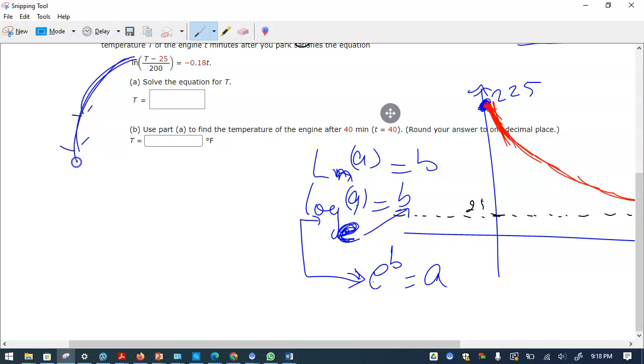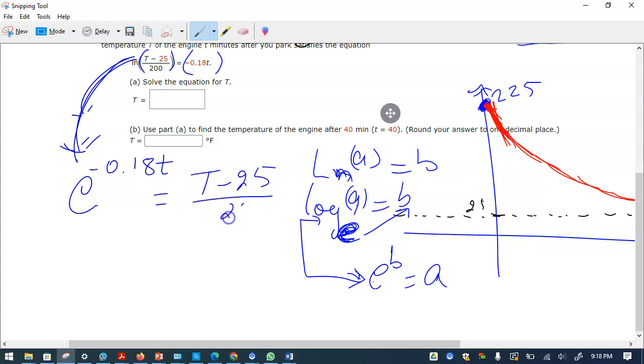So this is the shortcut we can use directly here. Then the input, see this part, is the input, and this is the output. So output becomes the input. So you write e raised to minus 0.18 t becomes equal to the output here, which is (T minus 25) divided by 200. And then multiply by 200 on this side and multiply by 200 right here so that we can cross out the 200.